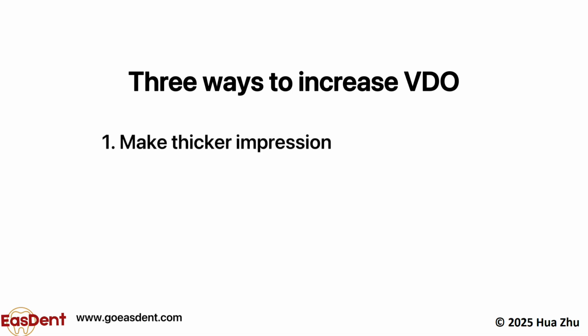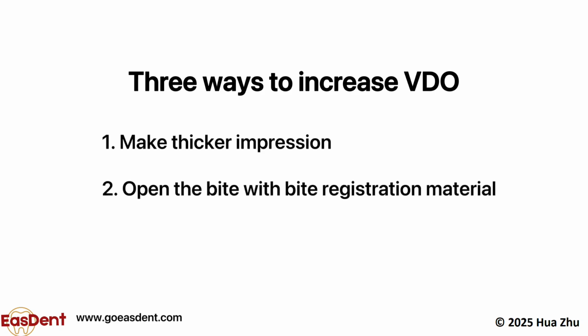1. During the impression stage, by making the impression thicker. 2. Taking bite registration with increased VDO. You can let the patient bite down at centric relation to the desired VDO preset on Easton measure. 3. During the denture setup time, by instructing the lab to open the bite to the desired vertical dimension.